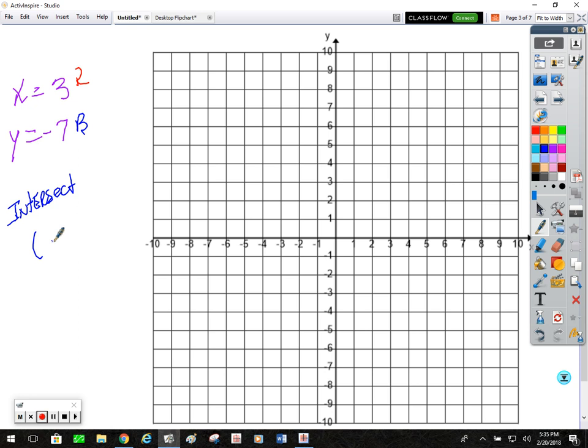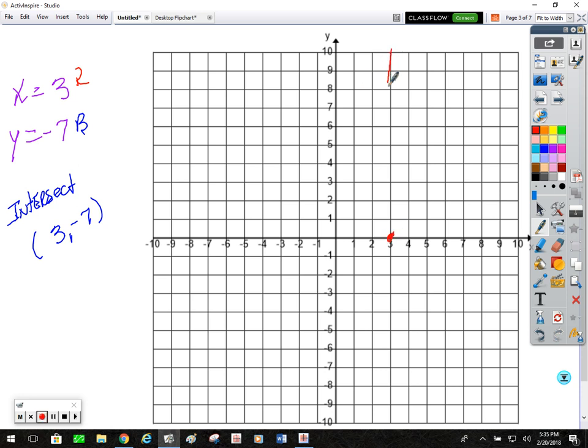So if I graph it correctly, I should cross at 3, negative 7. So let's see. All right, here's the red. So x equals positive 3. We're going to put a dot here, and I'm supposed to change colors and it didn't. So x is positive 3, which means I'm going to draw a vertical line.